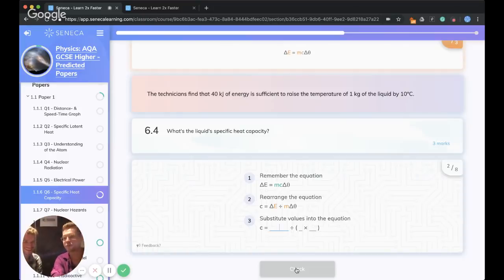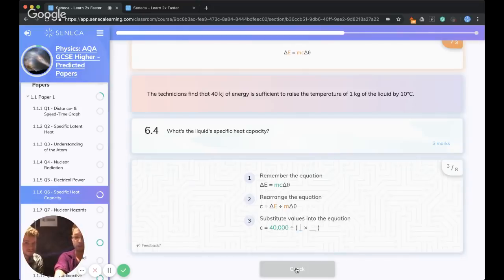Okay, so anyone know what we need to enter here? This is a good tip. We're told it's 40 kilojoules. For this equation, we need to keep it in joules, and to go from kilojoules to joules, we times by 1,000. So 40 kilojoules is 40,000 joules.